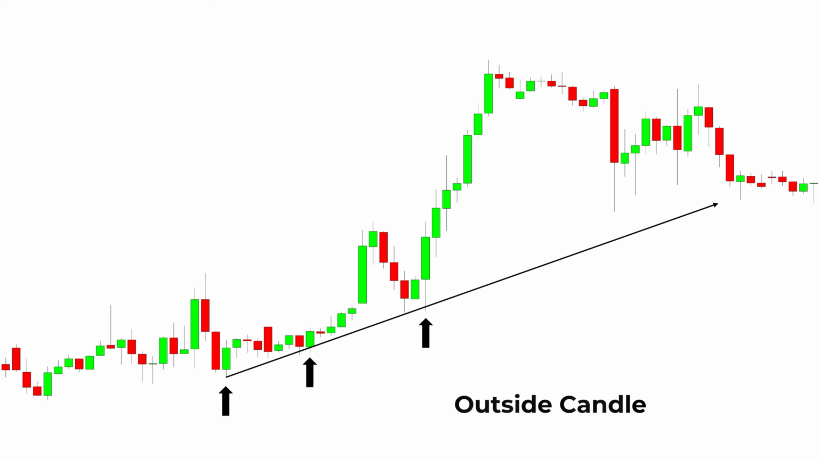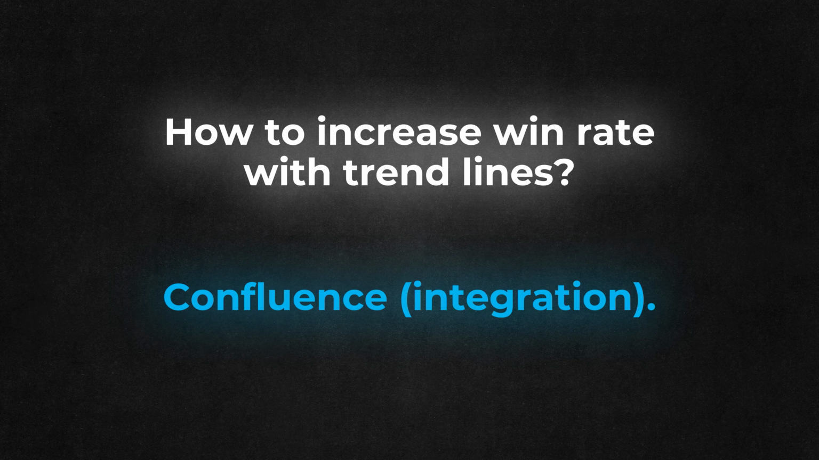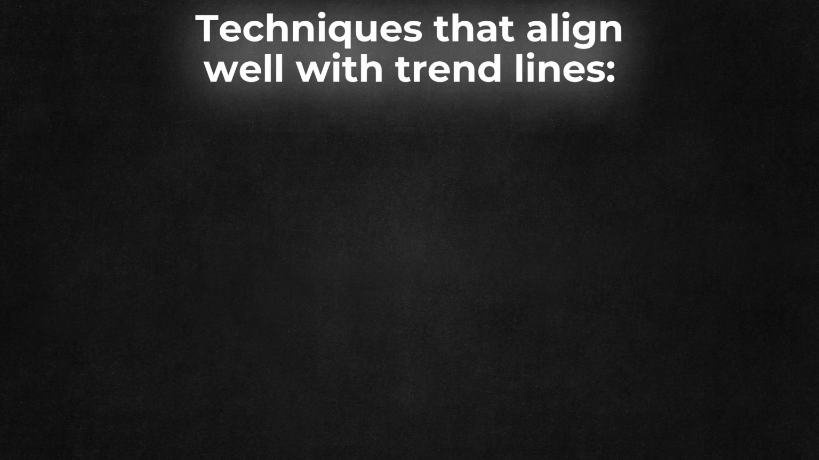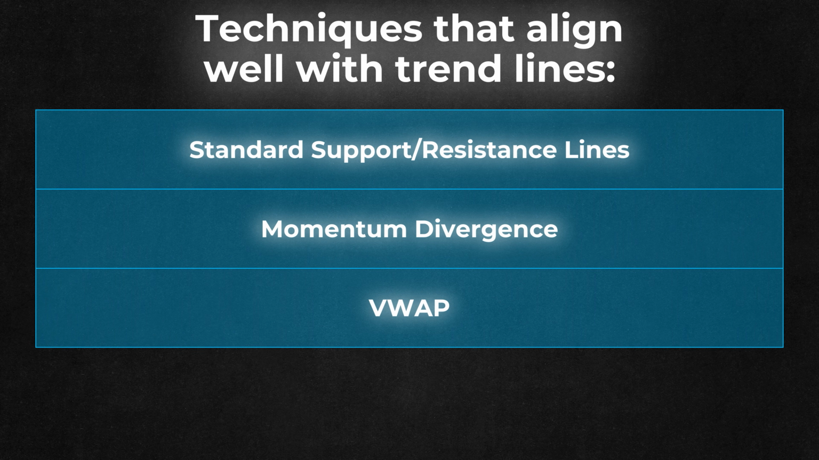Number 3. Multiple forms of confluence or integration. One question traders usually ask is how to increase the win rate while trading with trend lines. The answer is another important aspect of trading, which is to use confluence, also known as integration. The greater the number of different techniques happening at the same time and place, the greater the chance of success in the trade. This requires that you understand other trading methods and techniques, which are many. There are a few that work really well in alignment with trend lines, such as standard support and resistance, momentum divergence, VWAP, and the pitchfork.